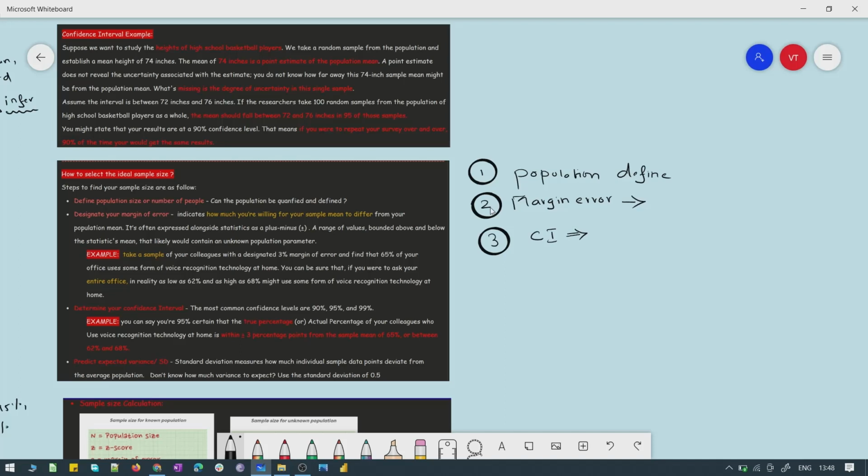And the fourth step is that you need to specify the standard deviation. If the standard deviation is not specified, then you can take a default value of 0.5. Now, if you have all these four defined, then you would be able to determine your sample size.